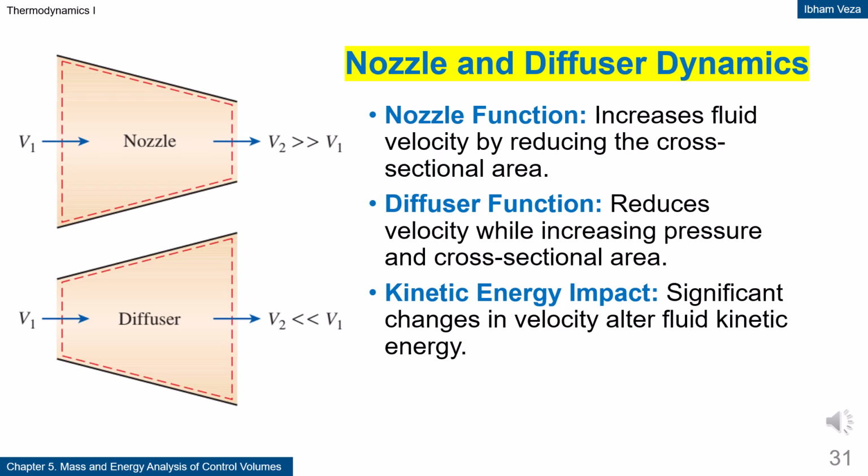Nozzle and diffuser dynamics. A nozzle is used to increase flow velocity by reducing the cross-sectional area. A diffuser works in the opposite way by decreasing velocity and increasing pressure. These velocity changes directly affect the kinetic energy of the fluid. In many systems, changes in kinetic energy cannot be neglected. These devices are often analyzed as steady-flow control volumes.